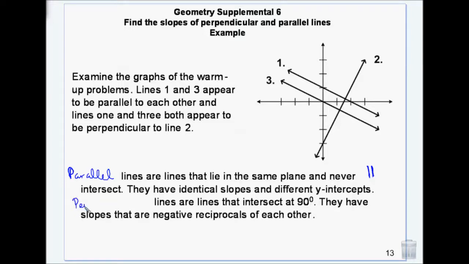Perpendicular lines intersect at 90 degrees, and they have slopes that are negative reciprocals of each other. Well, the perpendicular symbol is this. So this symbol means parallel, this symbol means perpendicular.